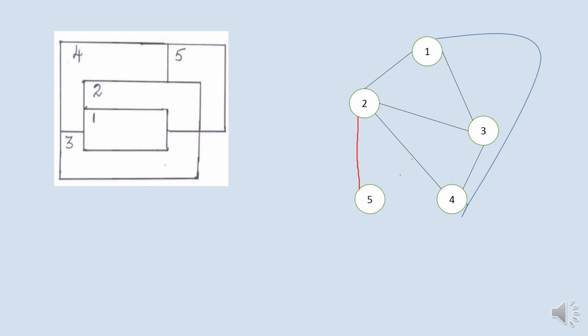Next, if you look at place 4, it is adjacent to 3, 2 and 5. So 4 is adjacent to 2, 4 is adjacent to 3, which we have already marked, and it is adjacent to 5. Coming to 5, it is adjacent to 1, it is adjacent to 2. So 4 to 5 is already there, and we add 2 to 5. So this is the graph representing this particular map of 5 places.